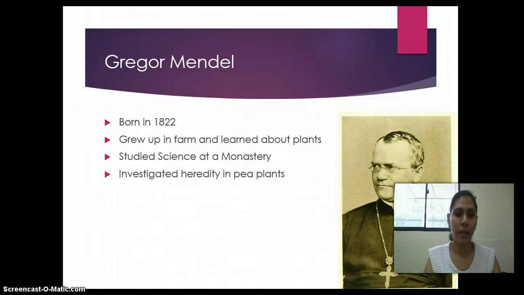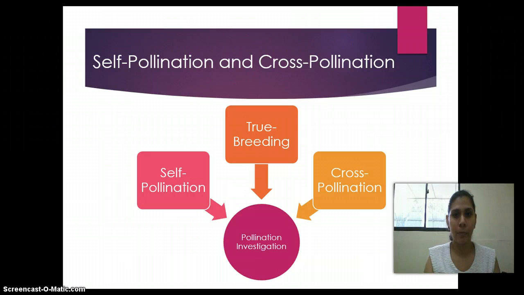He was born in 1822 in Austria, and he grew up on a farm, which is where he learned about plants. But when he turned 21, he went to a monastery to study science, because that's what he wanted to do. And while he was in the monastery, he investigated the heredity in pea plants.